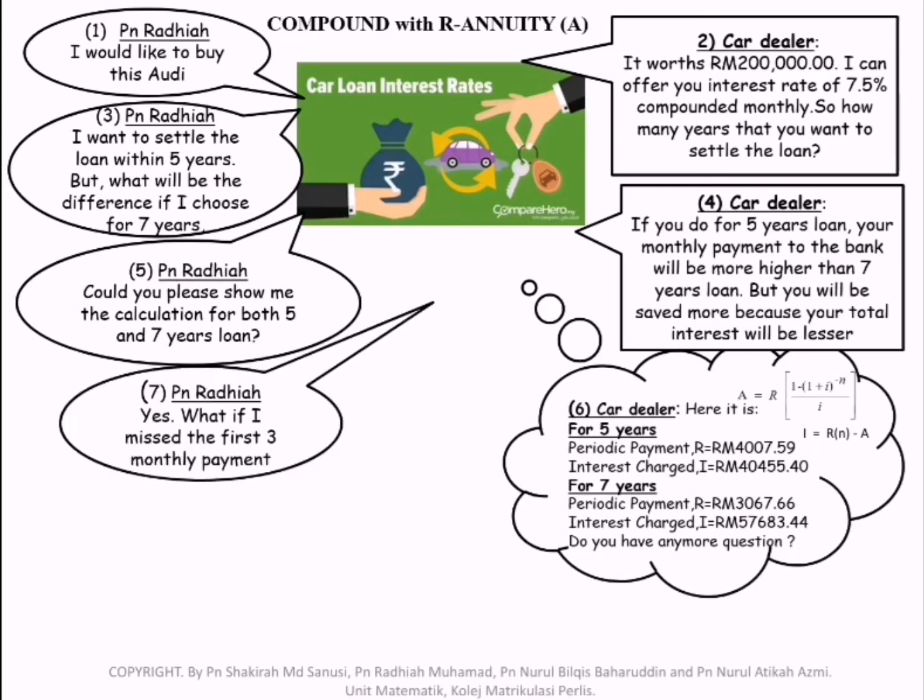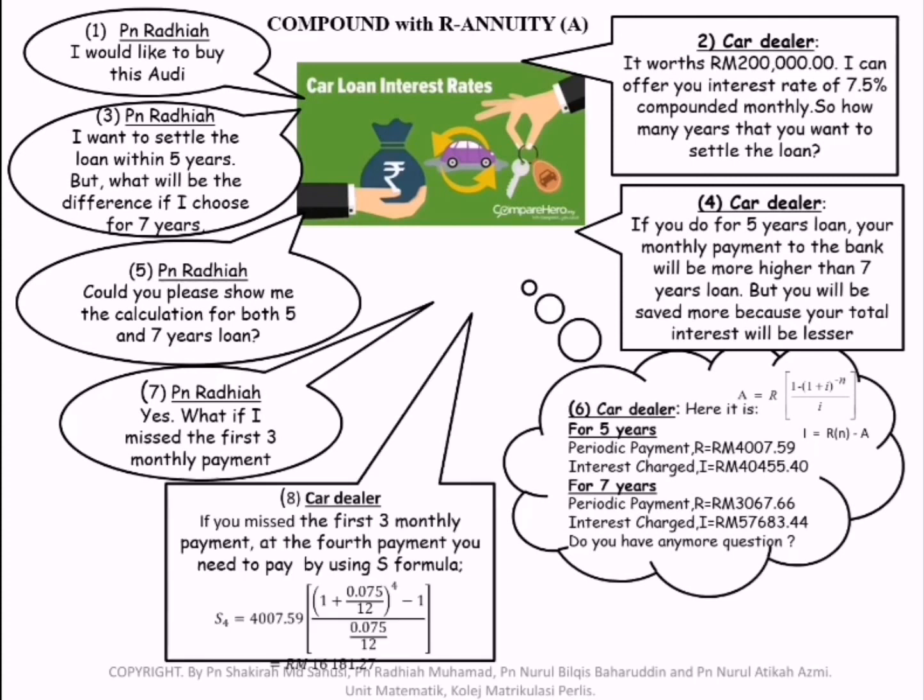Yes. What if I miss the first 3 monthly payments for the car loan, sir? If you miss the first 3 monthly payments, at the fourth payment you need to pay using the S formula. So it is equal to 16,181 ringgit and 27 cents. Oh, thank you for the explanation, sir. So here you need to remember that I is equal to J over M, where N is equal to T times M.